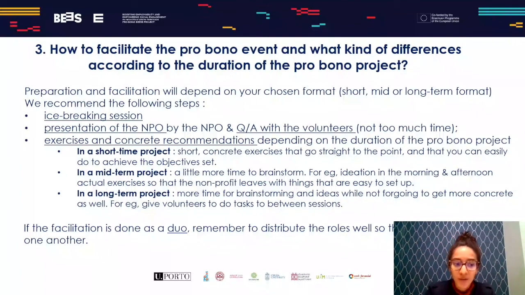For a short-term project, for instance, you will only have a few hours. So, choose short exercises that go straight to the point. Think of something very concrete that you can easily do to achieve the objectives that were set. For a midterm project, you will have a little more time to brainstorm. The morning can be more of an ideation, but the afternoon must be more concrete so that the nonprofit leaves with things that are easy to set up.